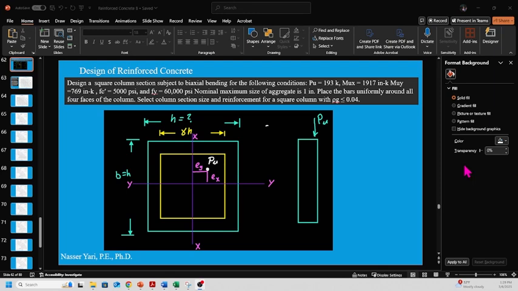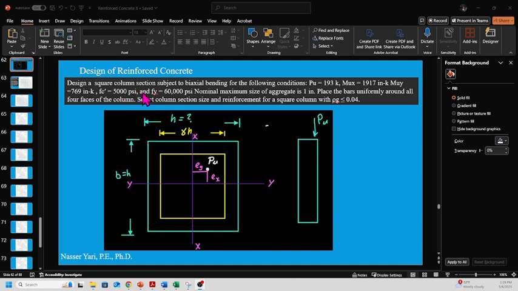In this lecture, we're going to continue with designing columns. This time, we're going to design a column that is subjected to both axial force and a bending force. So let's take a look at the problem, and then we're going to explain some stuff here.